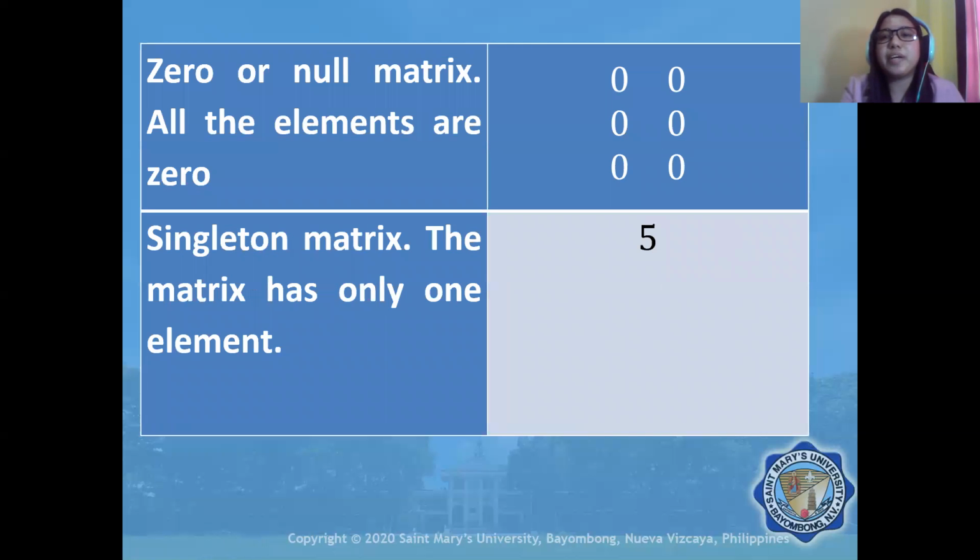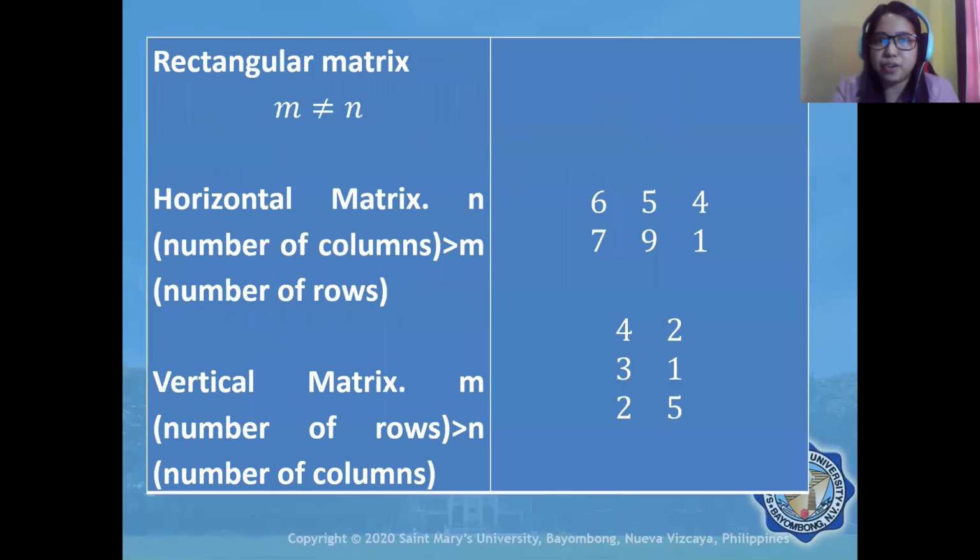For zero or null matrix, all the elements are 0. It is shown in the example that the entries are all 0. While if it only contains one element, it is called a singleton matrix. Aside from that, we also have what we call a rectangular matrix.